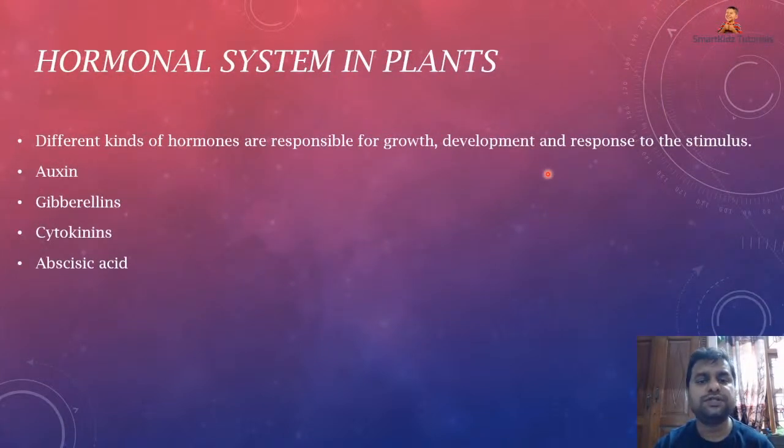The hormonal system in plants. We studied the hormonal system in animals. Now we come to the hormonal system in plants. Just like animals, there are 4 different types of hormones which are responsible for growth, development, and response to stimulus. These are auxin, gibberellins, cytokinins and abscisic acid. We'll go through each one of them.